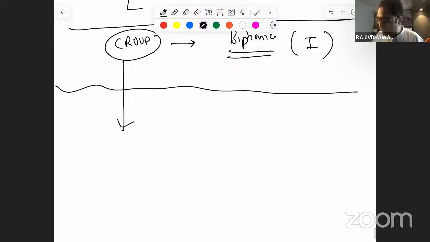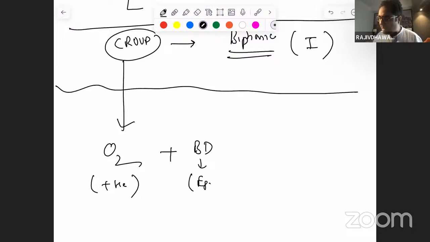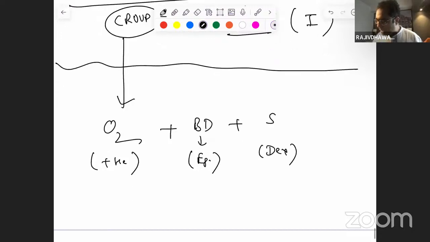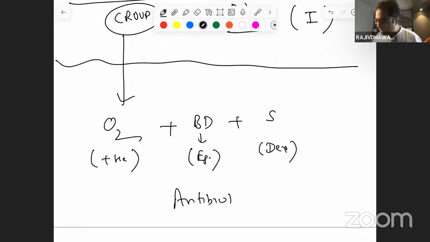Best treatment for croup: number one is humidified oxygen, preferably with helium. Number two, bronchodilator, which is racemic epinephrine nebulization. Number three, steroid, which is dexamethasone. Antibiotics are not required. Don't follow old notes. Nelson's guidelines always have to be recent. So humidified oxygen, the bronchodilator in the form of epinephrine nebulization, plus the steroid in the form of dexamethasone.